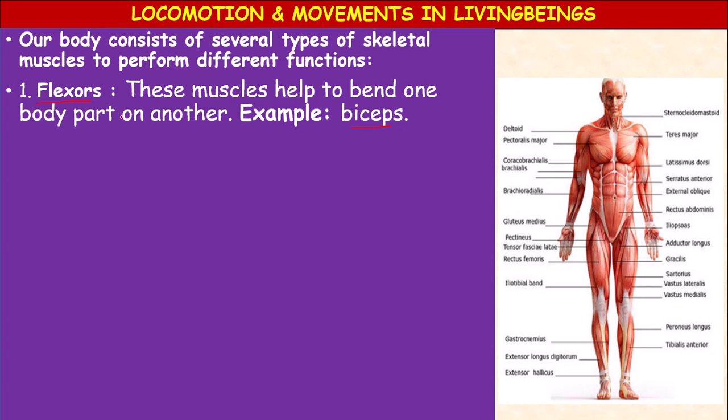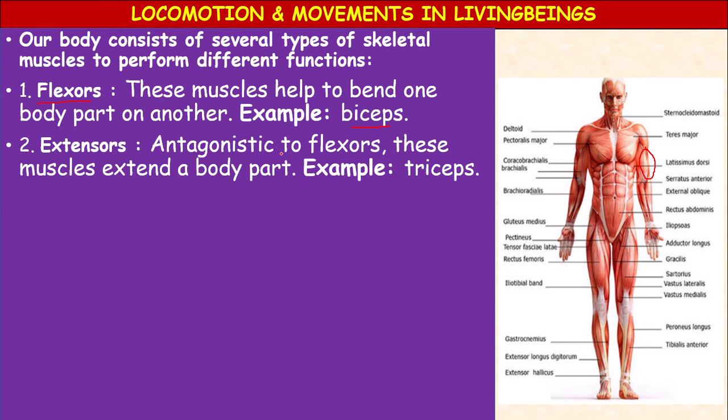Okay, so here this region is called biceps. Next, extensors. Extensors means the antagonists to flexors, meaning against. So these muscles extend a body part. Here the extensor is present on the back side, or below the arm. An example is triceps. It is also an upper arm muscle only.